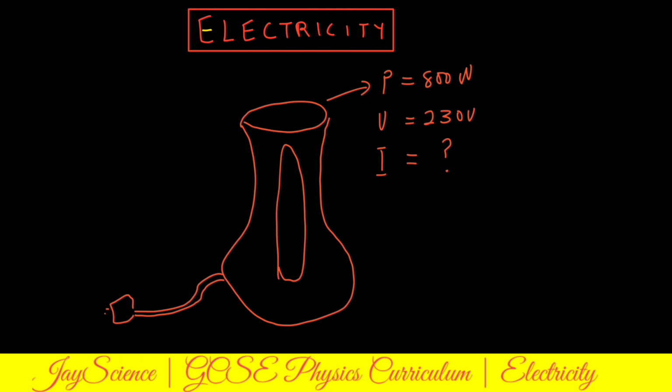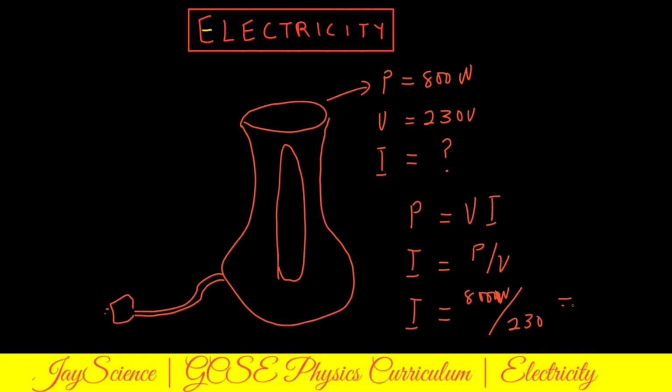Now let's look at this together. We know that power, that's the electrical power, equals potential difference times current. When you make current the subject, current is equal to power over potential difference. You just substitute: power is 800 watts, and potential difference is 230 volts, and that gives 3.5 amps.